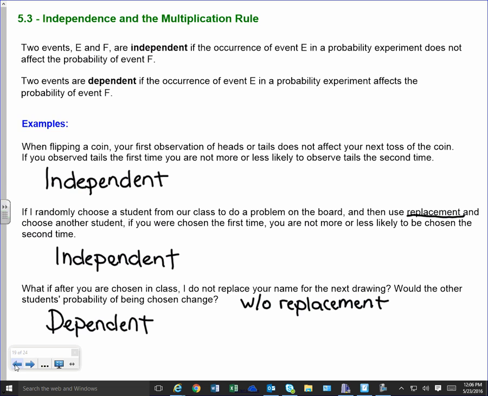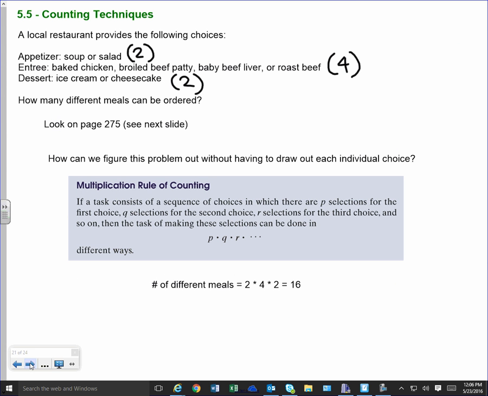Was this 5.4? 5.3. I think we skipped 5.4. 5.4 I think is conditional probabilities, and so we don't do anything on that. So if you notice any homework problems that talk about conditional probabilities, let me know, because those aren't supposed to be included.